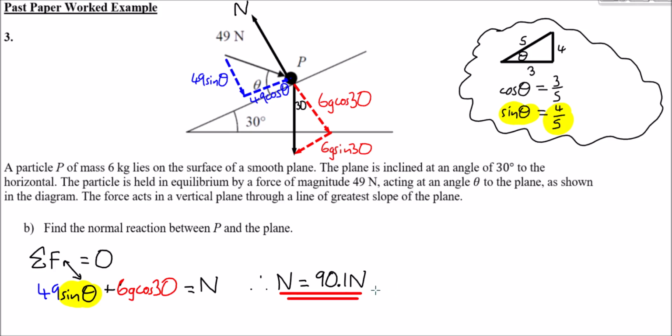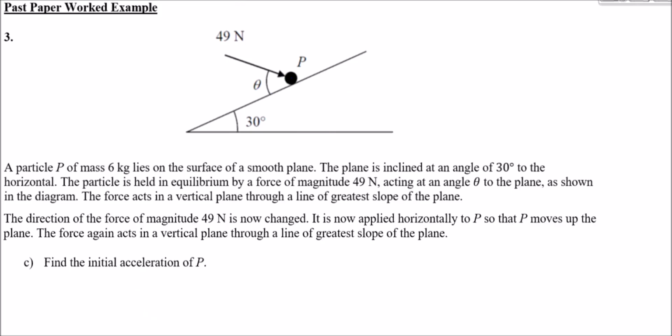Finally now, for part C, we're now told the direction of the force of magnitude 49 newtons is now changed. So apparently, it's now applied horizontally to P, so that P moves up the plane. The force again acts in a vertical plane through the line of greatest slope of the plane. Find the initial acceleration of P.